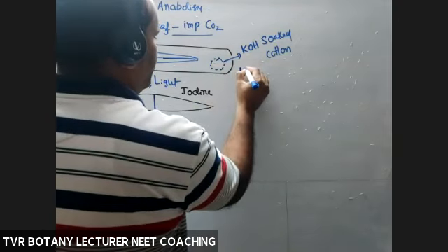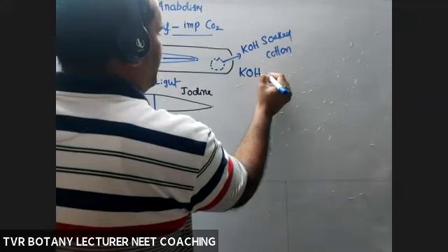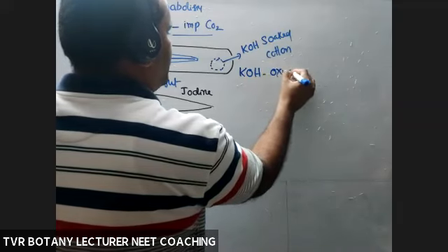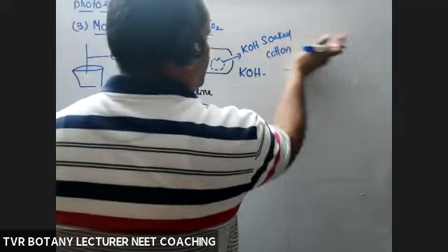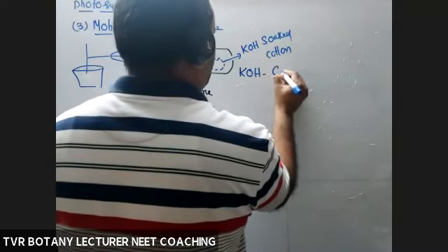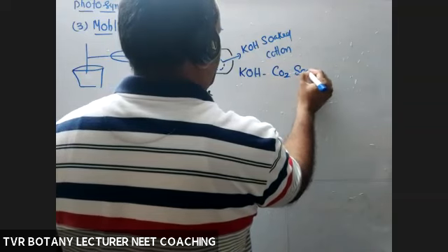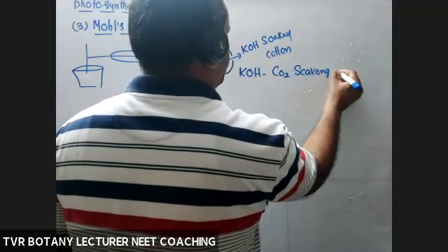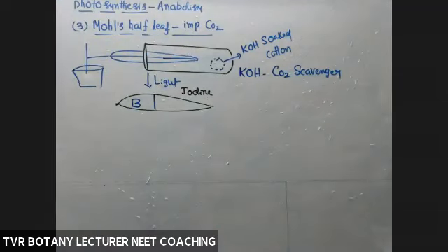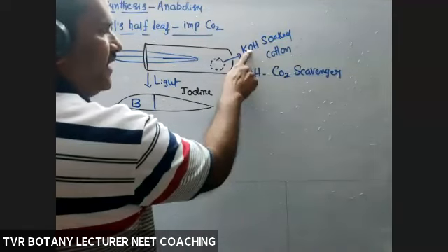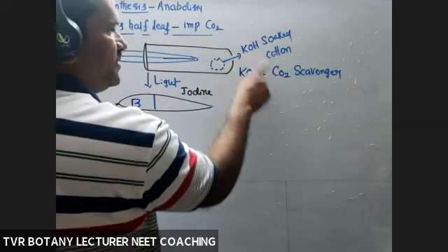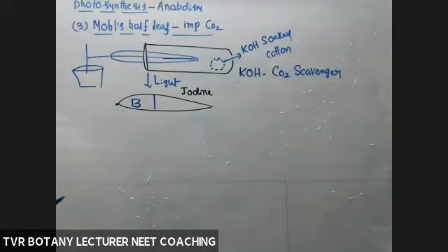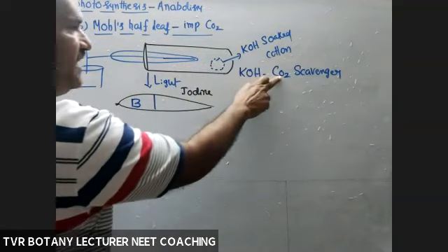So what is the purpose of KOH? KOH is a CO2 scavenger. KOH is able to absorb the carbon dioxide present in the test tube. Definitely, they will ask a question: the purpose of cotton is to hold KOH, and what is the objective of KOH? To absorb CO2.